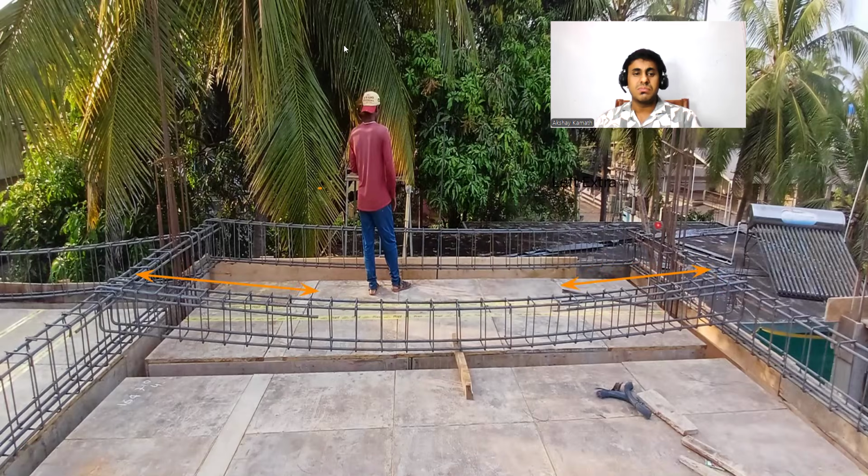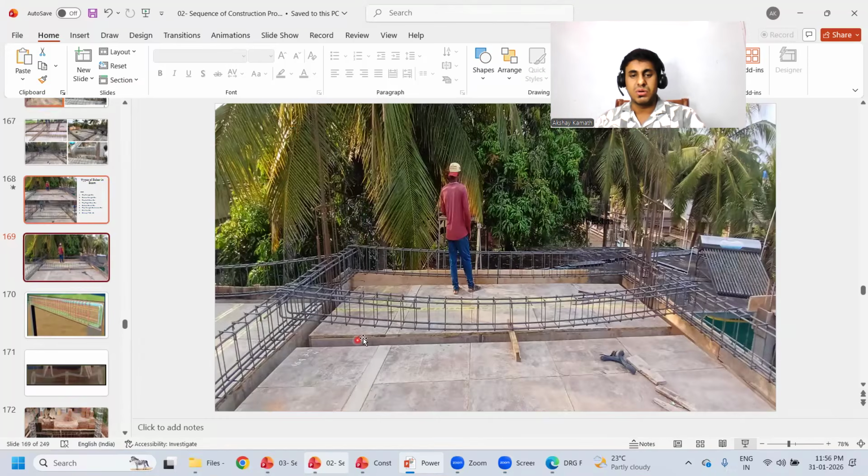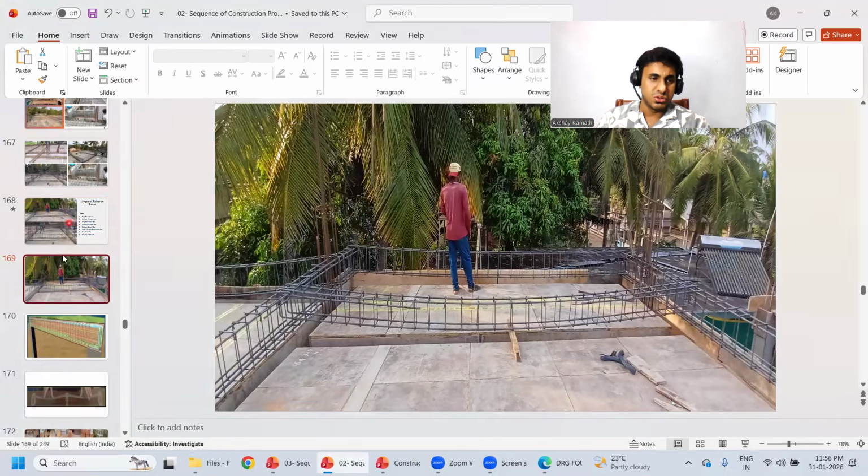Now one question may come, sir, why is that bar in the second layer? Here there is no bottom curtail bar. What is a bottom curtail bar? I'll show you one bar here.